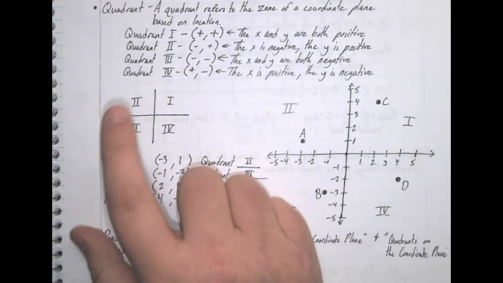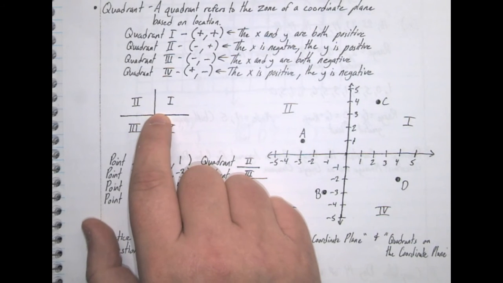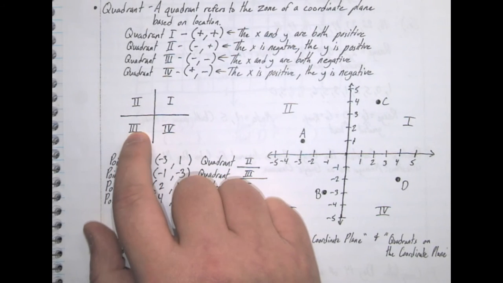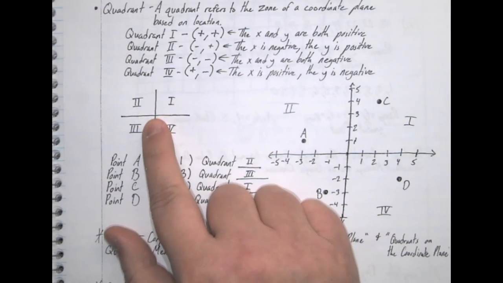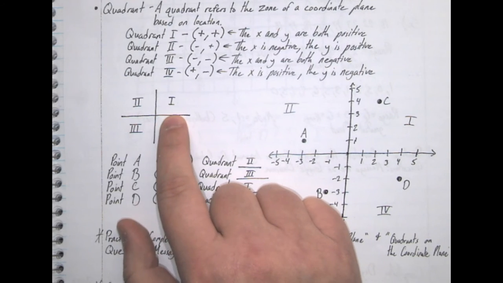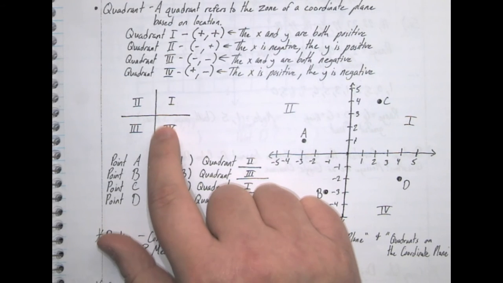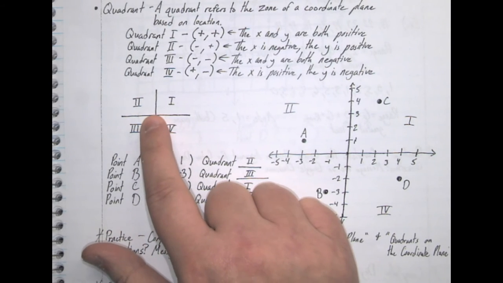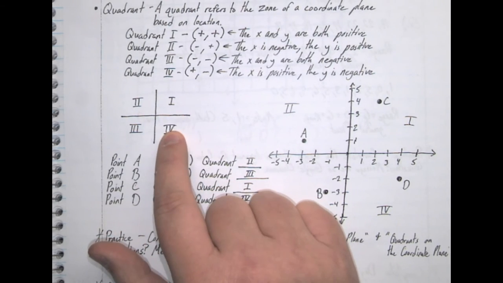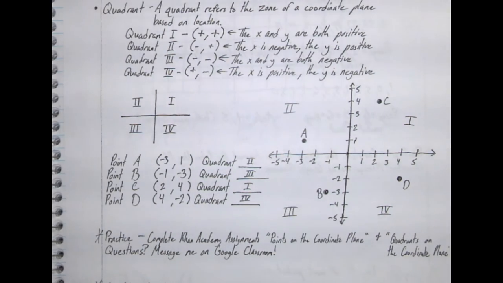Quadrant 3. Both are negative. The x and y are both negative. Down here at the bottom left, our x is negative, so we go to the left. Our y is negative, so we go down. And boom, we are in quadrant 3. Quadrant 4, we move to the right on the x-axis. It's positive. We move down on the y-axis because it's negative. So positive to the right, negative to the bottom. We are in quadrant 4.